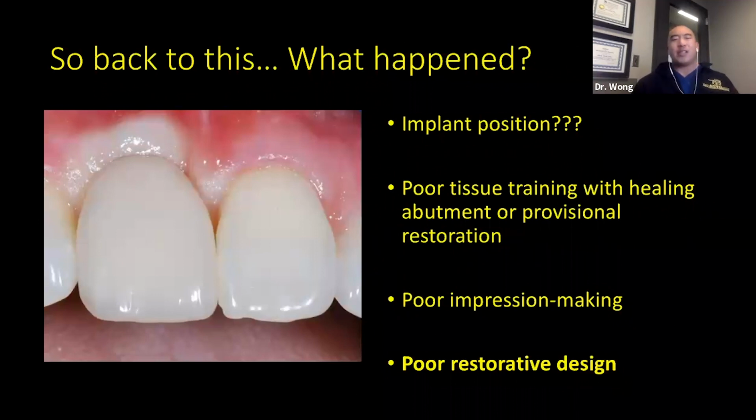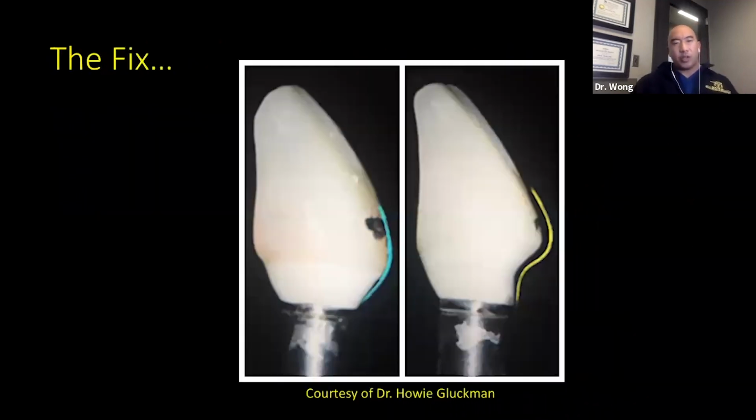I would argue that it's not the implant position. What's my argument for this presentation is, and we could talk for hours about this, is that it's poor tissue training with the healing abutment or the provisional restoration, whichever you choose. It's poor impression making, and it's a poor restorative design, quite frankly. So what do I mean by that? Let's not just throw it out there. Let's actually talk about this.